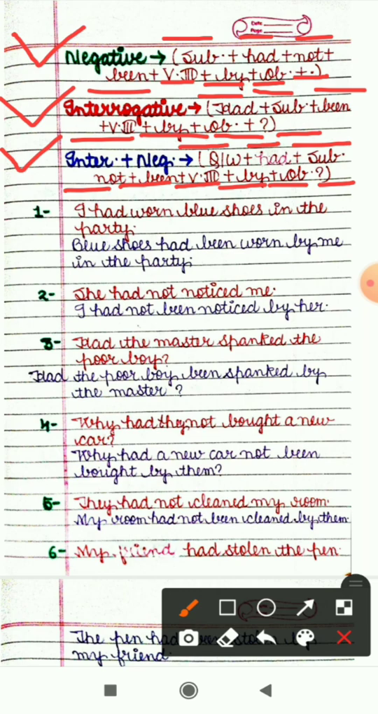Now let's have a look at the sentences related to past perfect tense which we have to change into passive voice. First sentence is I had worn blue shoes in the party. So here the subject is I and the object is blue shoes.